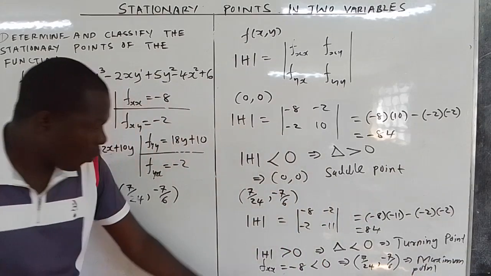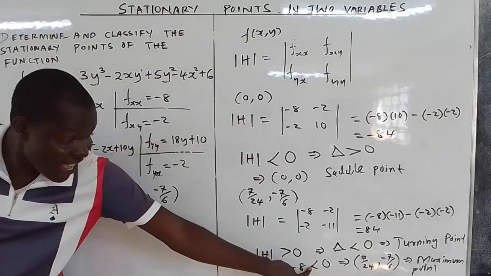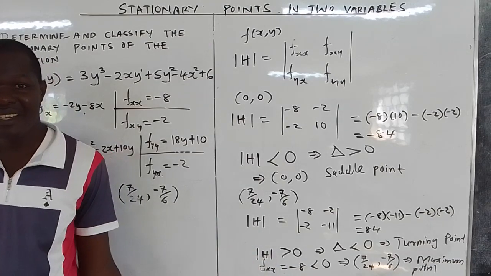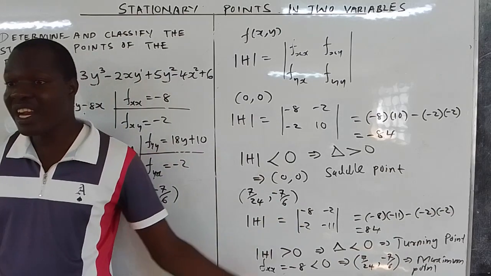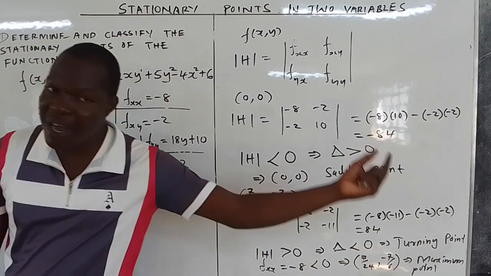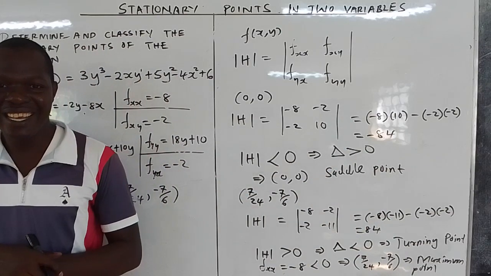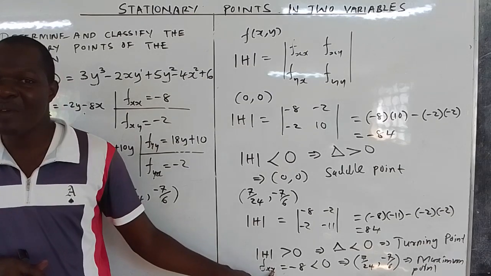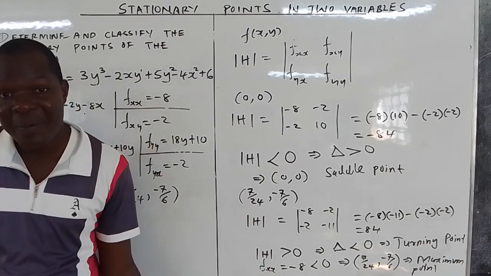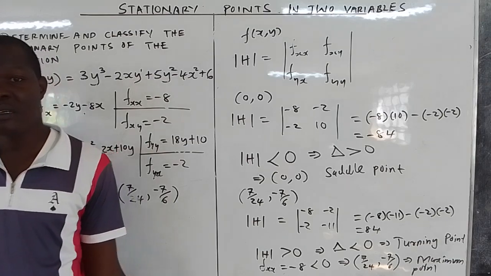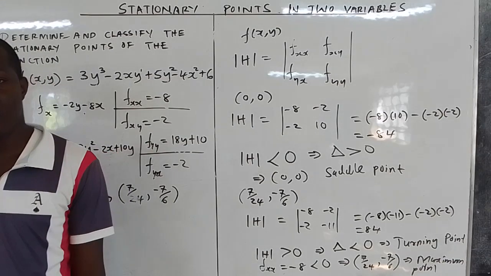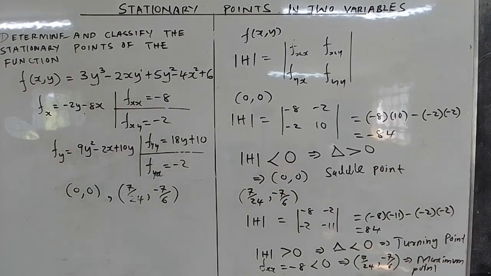It's a maximum point. When the first principal minor is less than 0, it is a maximum point, because we've already defined the turning point with the discriminant. When it is a turning point, it is either a maximum point or a minimum point, isn't it? And when the first principal minor is greater than 0, it is a minimum point. Are we together? Very good. So that is how to handle such kind of problem.